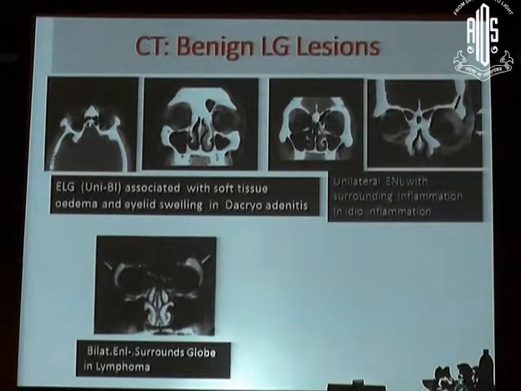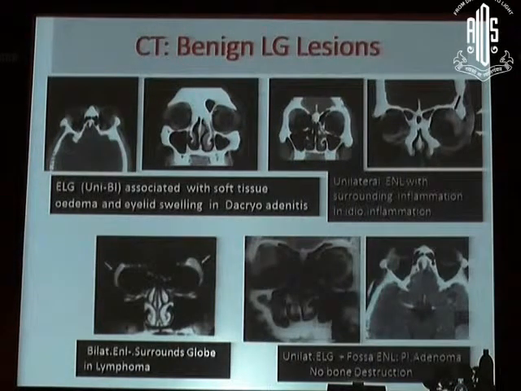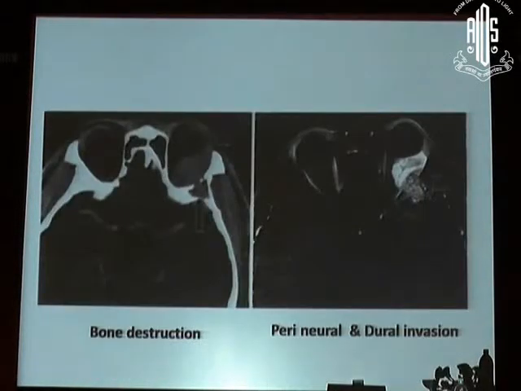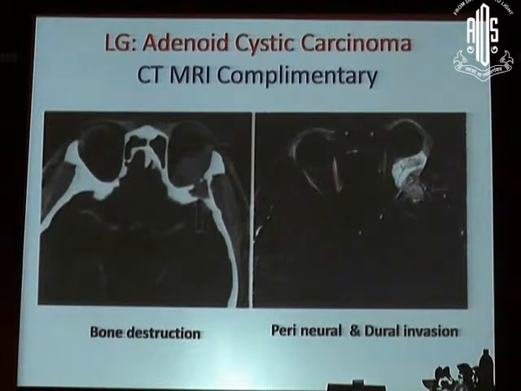One can suspect bilateral lymphoma in a case where there is a bilateral enlargement of the gland with surrounding tissue infiltration. One can pick up a pleomorphic adenoma because of the bone molding which we see in pleomorphic adenomas, but one should note that there is no bone destruction there. Bone destruction, when present, is best seen on CT, whereas perineural and dural invasions are best seen on MRI. And these are clearly the signs of adenoid cystic carcinoma.